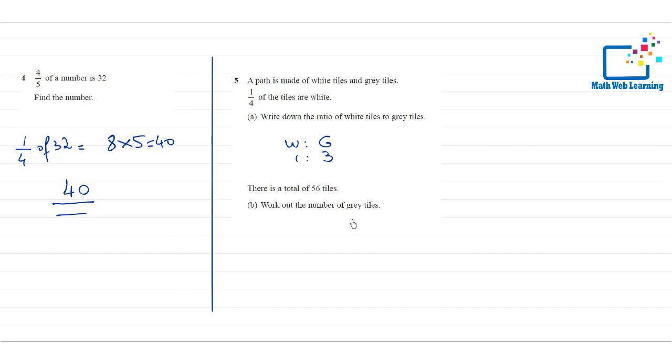There is a total of 56 tiles. Work out the number of grey tiles. The fraction of grey tiles is 3/4 times by 56. Now to do this one, you got a calculator, do 56 divided by 4, you get 14, and then times by 3, you get 42, and that's your answer. Next question is question 6.